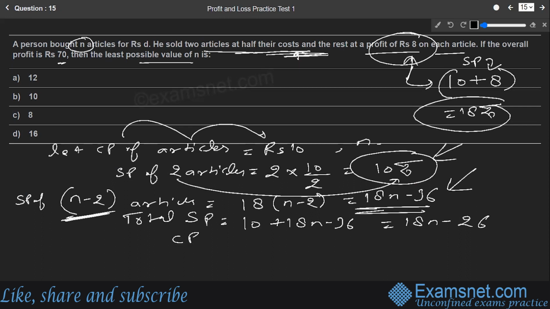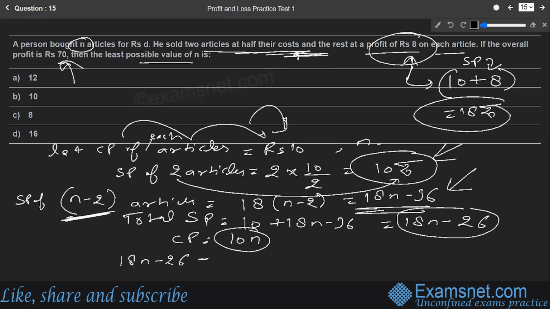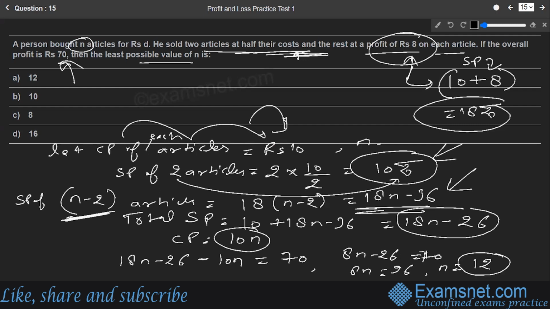What was the cost price? We assumed the cost price of each article was rupees 10, and we have n articles, so the cost price was simply 10n rupees. What are we supposed to find? He has already given us the profit, so we can make it equal to rupees 70. Profit is always selling price minus cost price. So 18n minus 26, that is selling price, minus cost price 10n, is equal to 70. Solving this equation, 18n minus 10n is 8n, minus 26 is 70. So 8n is equal to 96, which gives me n as 12. So the number of articles to justify this condition is 12, and that is the right answer, option A.